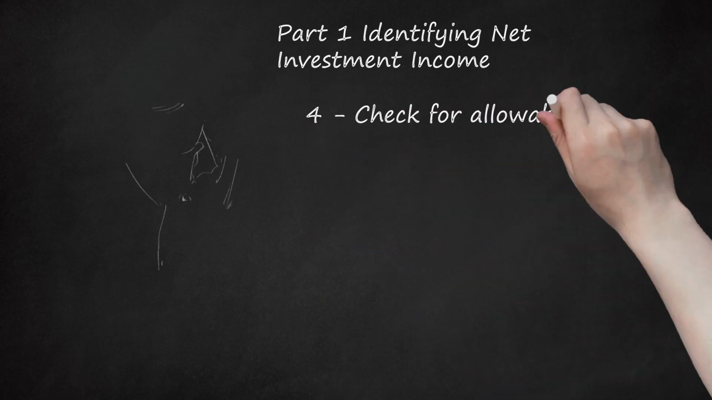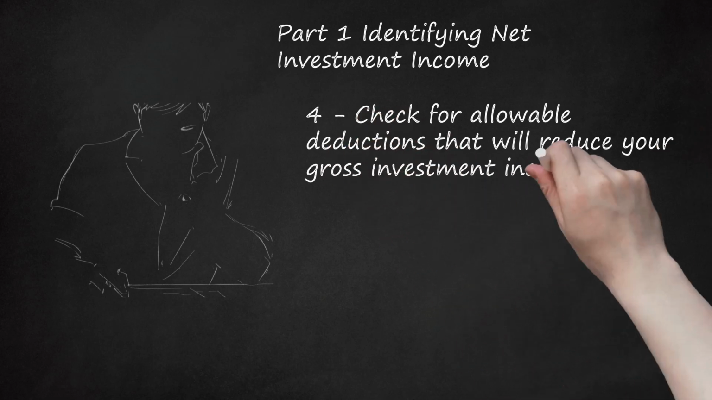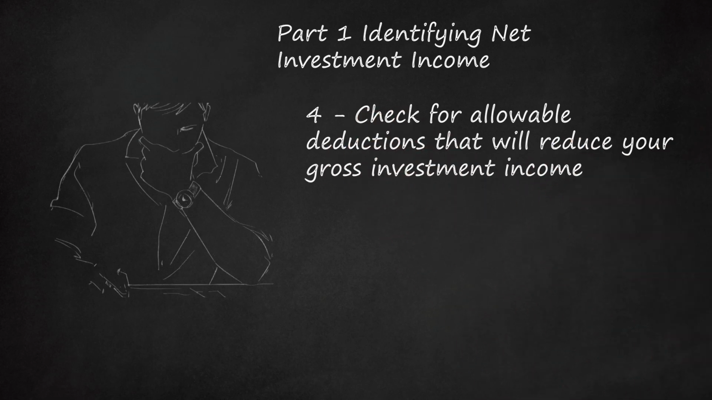4. Check for allowable deductions that will reduce your gross investment income. By adding up all the income included within the definition of investment income, you will arrive at your gross investment income. However, you must reduce your gross investment income by the amount of deductions allowed in order to reach your net investment income. In general, deductions are various costs and fees associated with obtaining the included investment income.